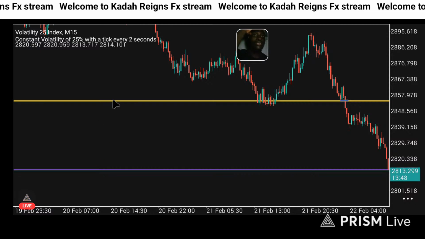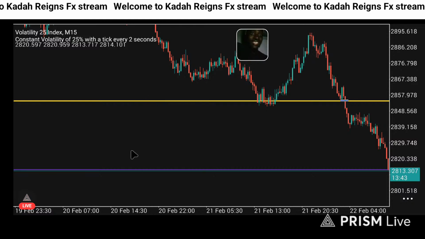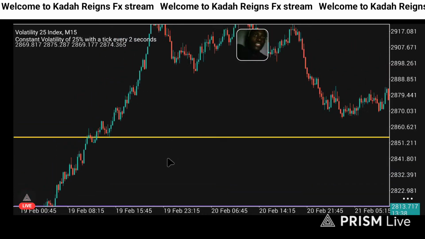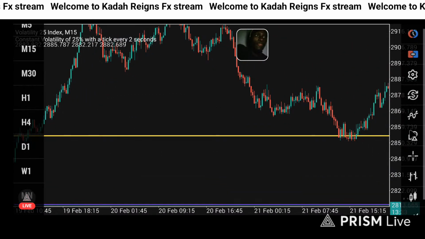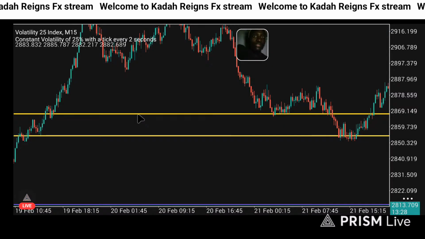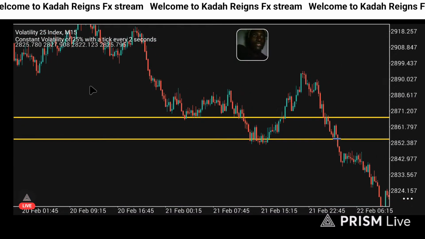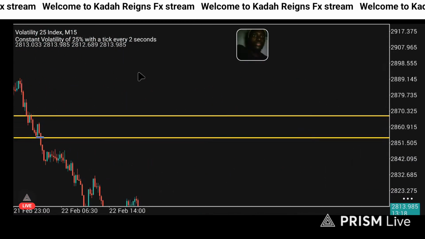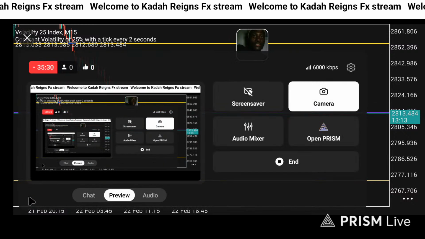And the area between a resistance to the top and the support to the downside, that is a range. So this is a range, this is a range, this is a range, right? Even here, you can draw a support. You just take a ruler, then you underline these levels. Price is rejecting these areas, so that is a strong support. That is how you draw a support and resistance.